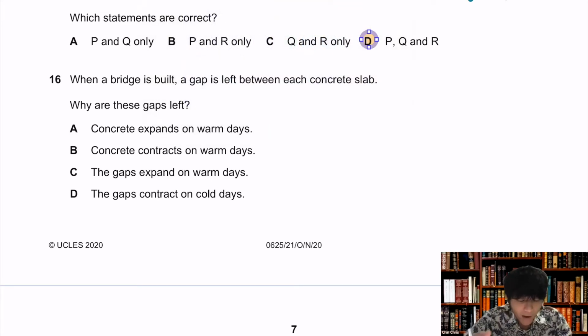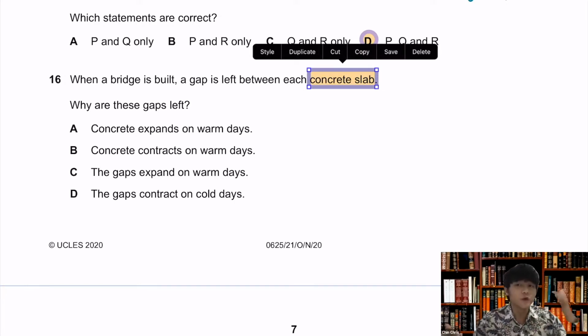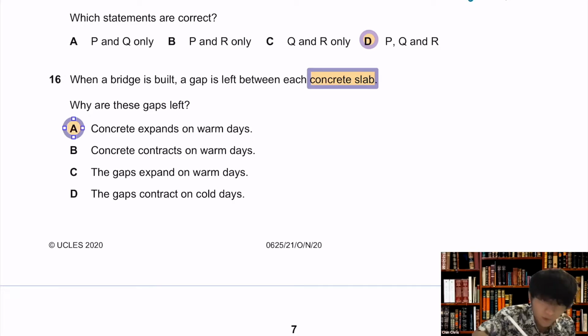Question 16. When a bridge is built, a gap is left between each concrete slab. This is a very important procedure when constructing in the real world. For example, when constructing a railway track, they leave a big space between the tracks. The reason is that during hot weather, imagine in Malaysia, 30 degrees every day, the metal bar will expand. When they expand, they fill up the small gap left open before construction. So the reason is that concrete expands on a warm day. Well done.